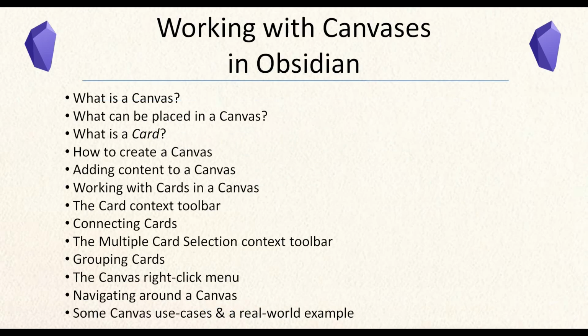Here's an outline of the topics that will be covered in this video. We'll start naturally with what is a canvas, then what can be placed in a canvas, the concept of a card, which is the most fundamental component of a canvas, how to create a canvas, how to add content to a canvas, how to work with cards in a canvas, the card context toolbar, how to connect cards, the multiple card selection context toolbar, how to group cards, the canvas right-click menu, navigating around a canvas, and then I'll discuss some canvas use cases and I'll demonstrate a real-world example that I use myself.